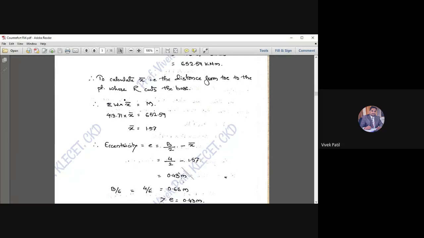Now we have to go for the check. The value of B by 6, that is 4 by 6, is equal to 0.66. Just check whether 4 divided by 6 is 0.66. Yes, sir. So this value, B by 6, is greater than the eccentricity. Hence, it is safe against tension also.